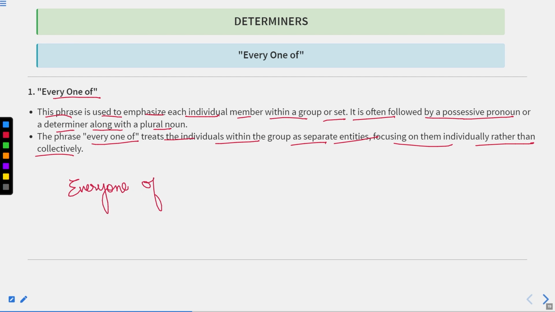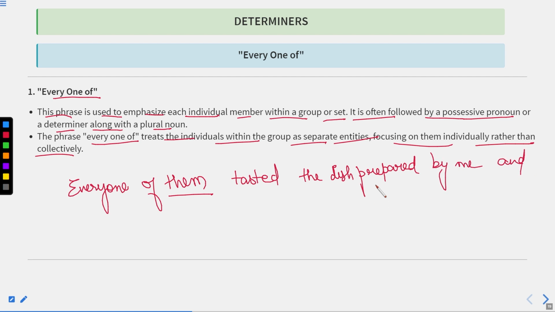For example, every one of them. Here you can see I have written every one of, after that I wrote them, and them is the plural pronoun. Every one of them tasted the dish prepared by me and praised it. So in this sentence, we are talking about every one of them. It means all of them.